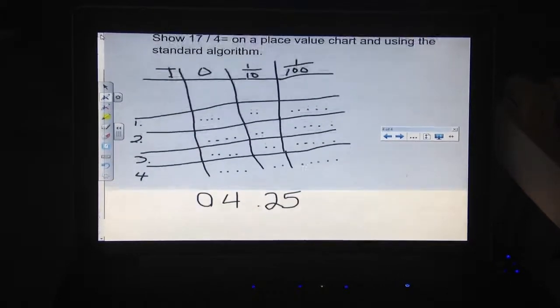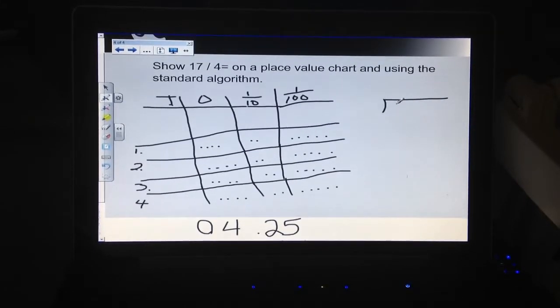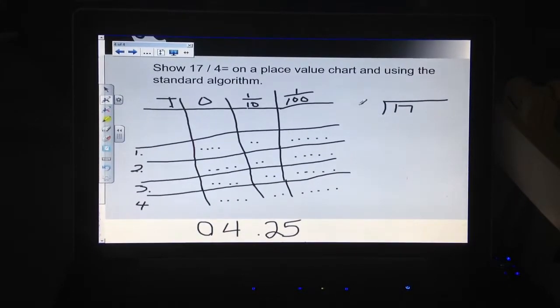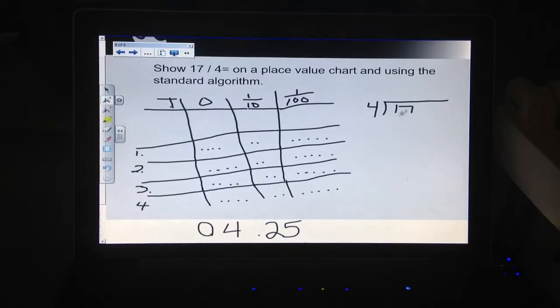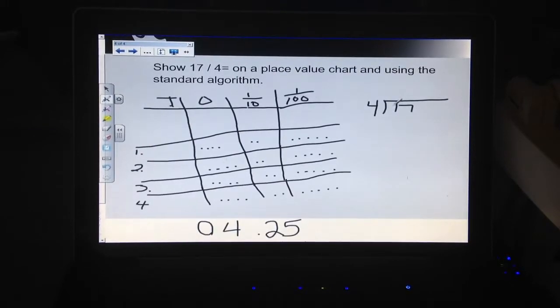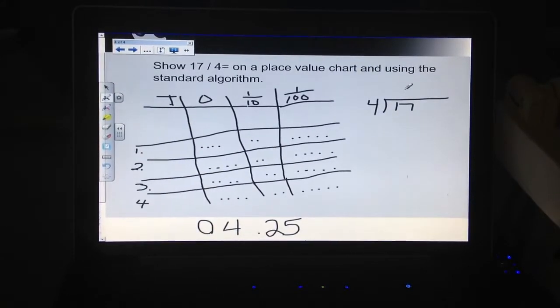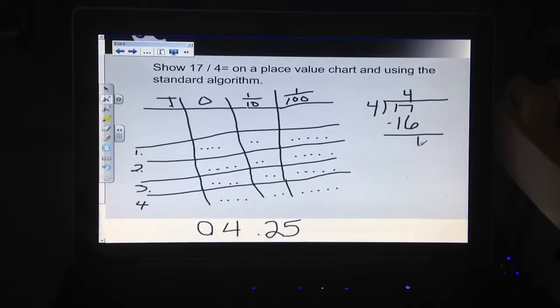Let's look at that on the standard algorithm so the kids can see the parallel between what's happening. So I have 17 divided by 4. I can't go into the 1, so I'm going to group this as one whole, 17. I want to get as close to 17 as I possibly can without going over. So 4 times 4 will give me 16. If I subtract it, I get 1.